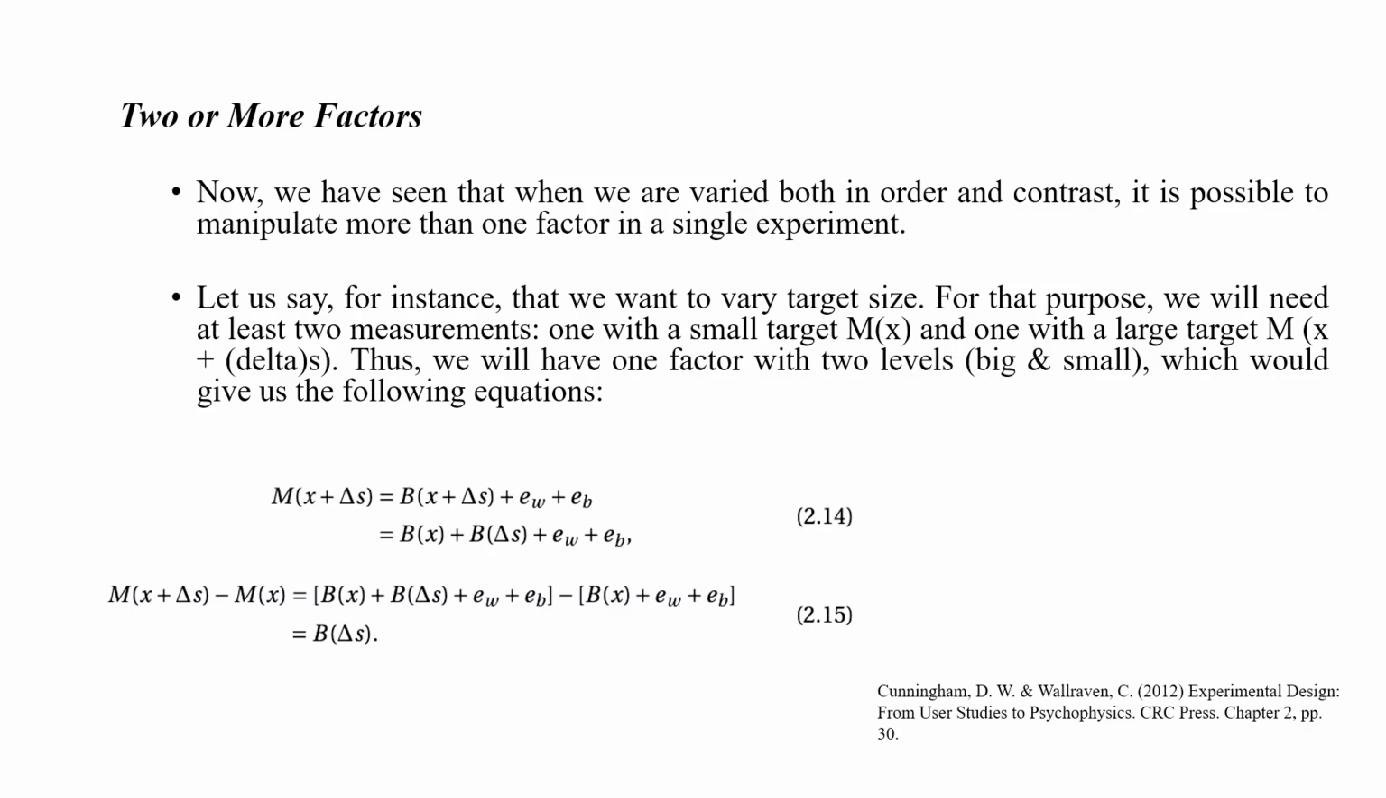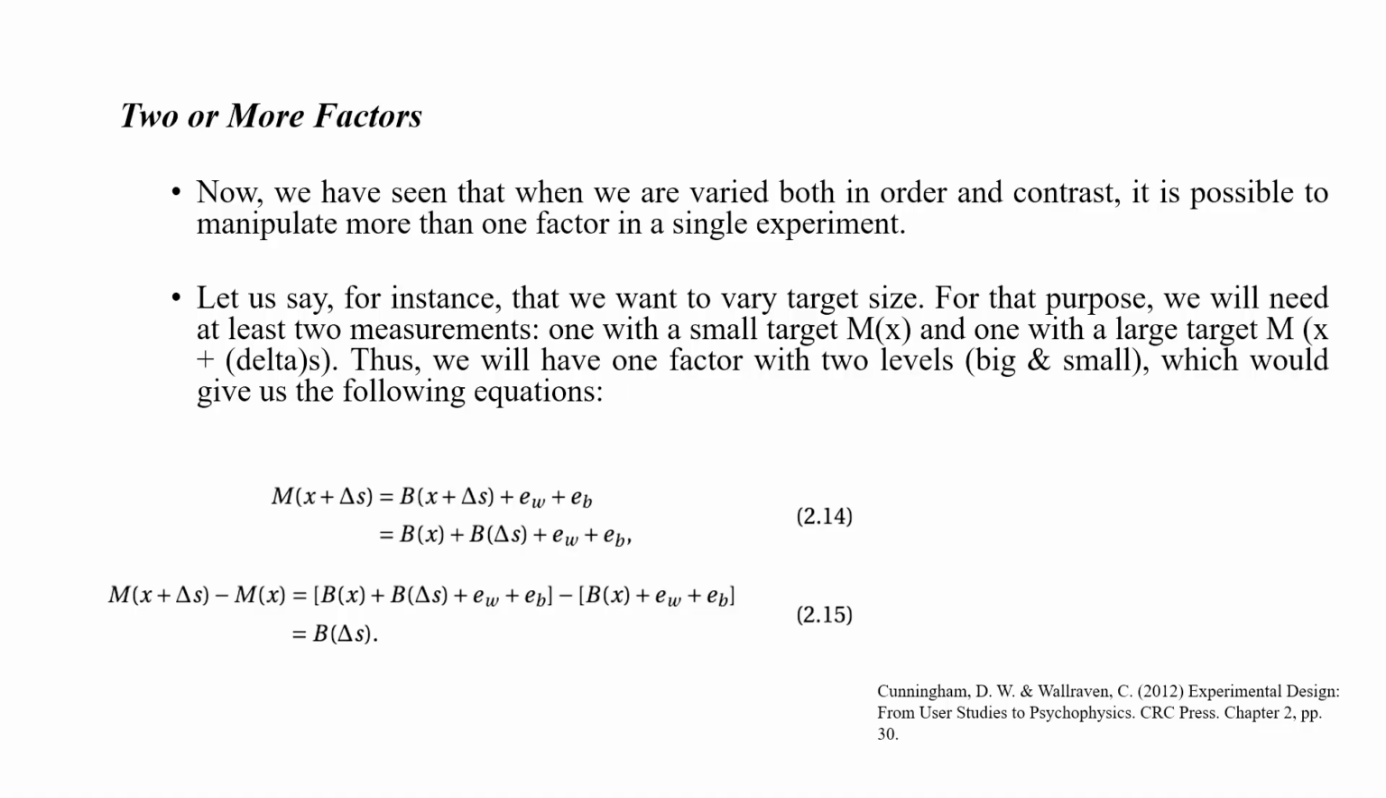So let's say you want to vary target size. Okay. This is this bullseye. There is this target, the target is of let us say 5 millimeter or 10 millimeter or 15 millimeter, we want to study that as well, and we have the contrast variable anyways. Okay. So we will need two measurements, one with a small target m of x and one with a large target m of x plus delta s. Delta s is basically the difference in size. Okay. Thus we will have one factor with two levels, big and small, which will give us the following set of equations. You can pay attention to this.